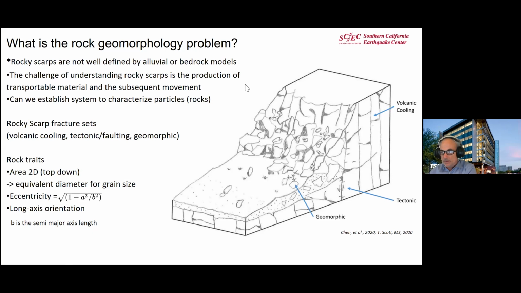What I just summarized is that there are three processes of fracturing: the volcanic fracturing, the initial cooling-driven fracturing; the tectonic fracturing associated with the faulting itself; and the geomorphic-driven fracturing, which is particle collisions as well as thermal cycling as these rocks sit out in this desert environment for hundreds of thousands of years. So what we've come up with is a simple mapping of rock traits: the cross-sectional area of these rocks, which gives us a grain size, and their eccentricity, so are they more circular or more elliptical in shape? And once we know the eccentricity, we can think about their long axis orientation.